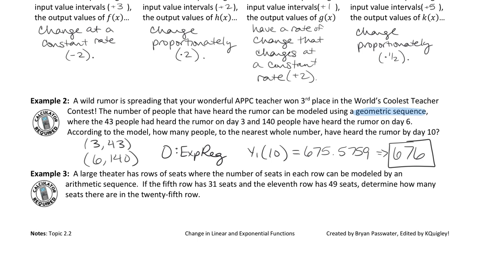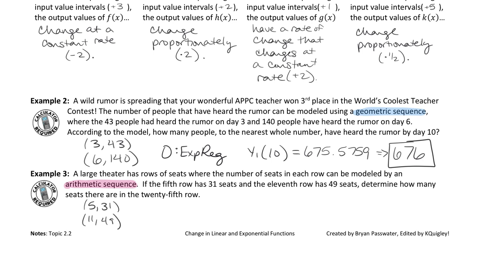So let's try this again, okay? In the next question, it says, a large theater has rows of seats where the number of seats in each row can be modeled by an arithmetic sequence. We read arithmetic sequence, but we think linear function because they're related to each other. If the 5th row has 31 seats and the 11th row has 49 seats, how many seats are there in the 25th row? What are the 2 coordinate points I get from that information? 5, 31 and 11, 49.